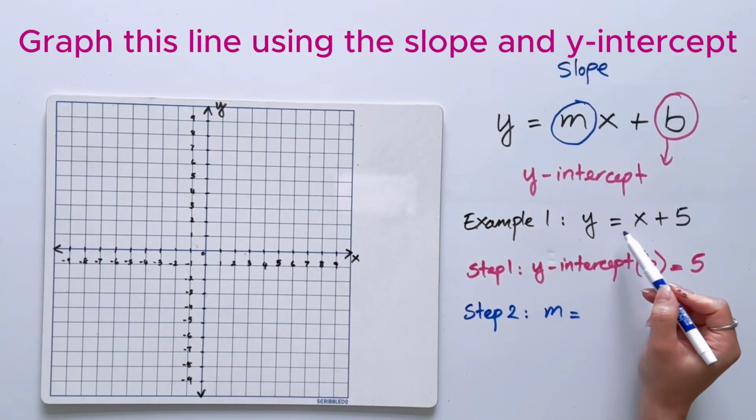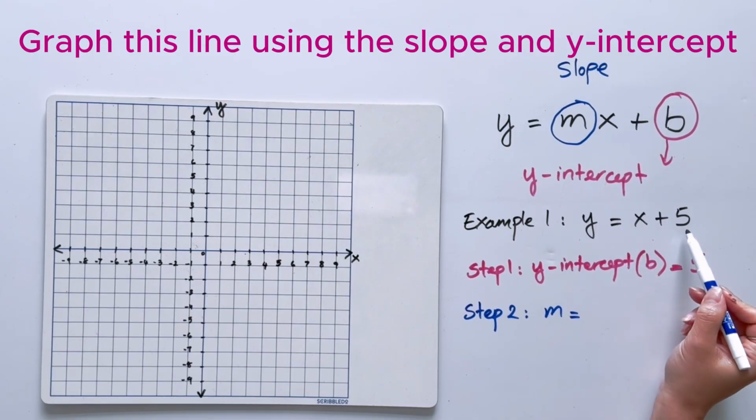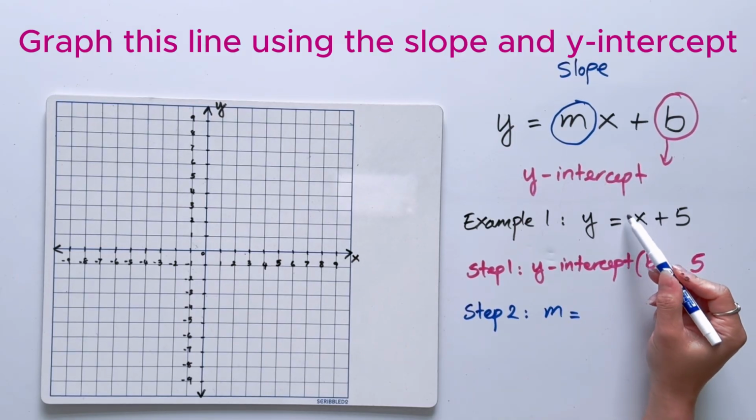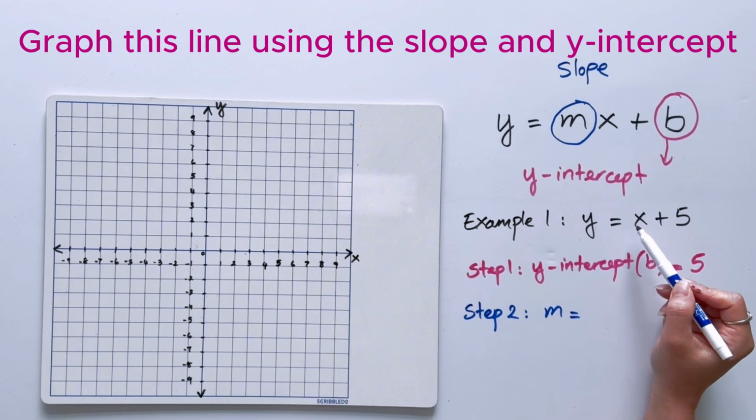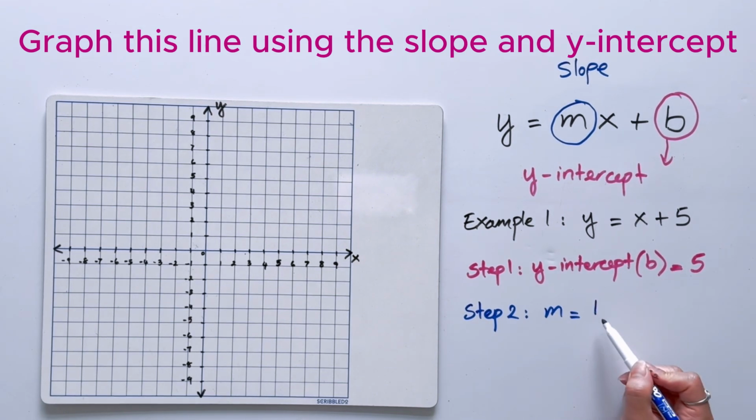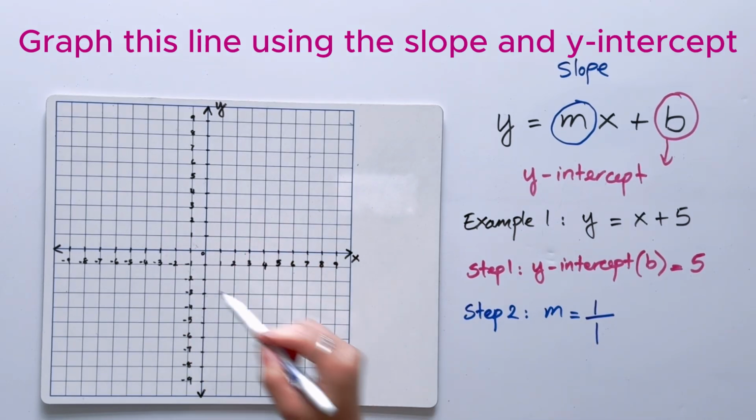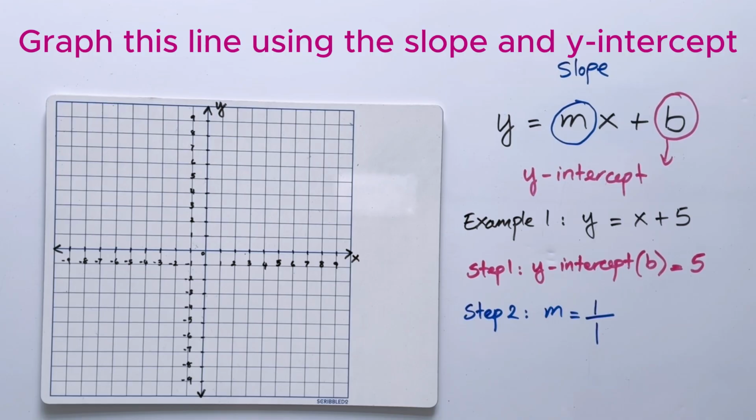In our example 1, we have y equals x plus 5, and we don't have any number in front. But it's always the invisible 1. When you're graphing, you want to put it in fraction, so 1/1 is 1. The reason is when you're graphing and put in fraction, it's easier for you, and you will see when I graph it. Okay, so let's start with step number 1.